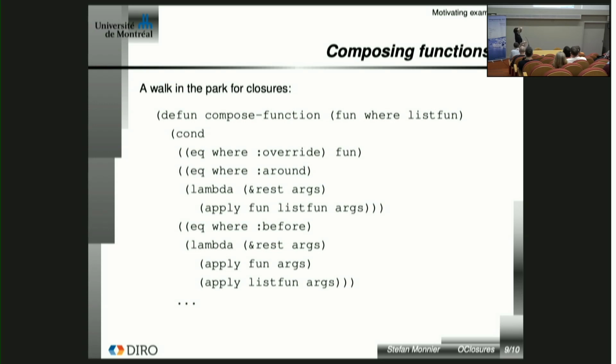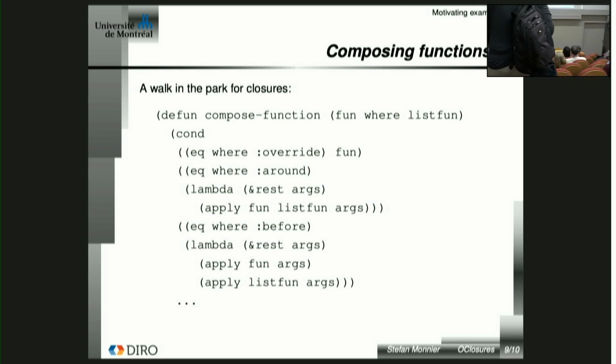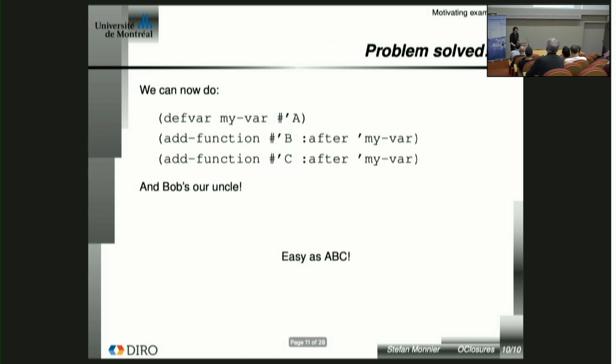So here's how you do it with closures. It's quite easy. You just use a wrapper like a lambda with a rest argument that takes everything and just applies the two subfunctions in some way, or calls the two subfunctions using apply. Does it make sense? Okay. So problem solved. We know how to do that.